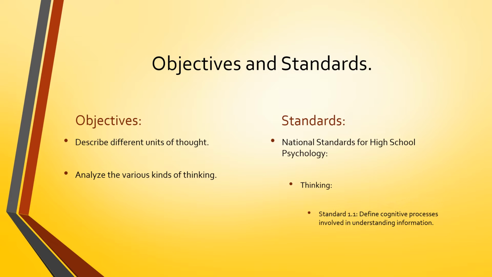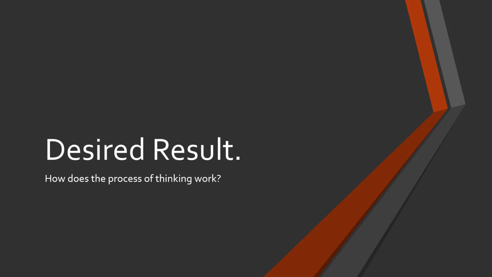So our objectives and standards: to describe different units of thought and to analyze the various kinds of thinking. Take a moment to read over the standards. And our desired result: how does the process of thinking work? So I want you to think about different ways that we use thinking and some different methods for thinking, and how does that work.